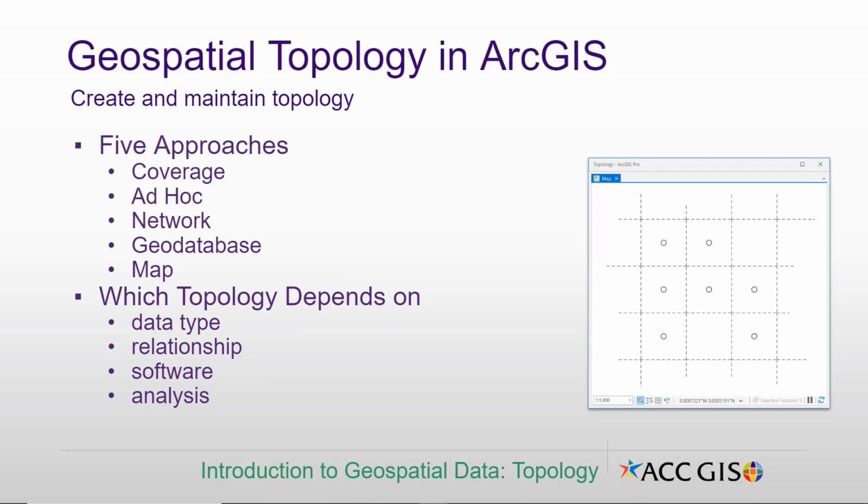In ArcGIS, we create and maintain topology using 5 different approaches: coverage, ad hoc, network, geodatabase, and map topology. And we'll talk about each of those in just a second. Which topology you use depends on the type of data you're using, the relationship you're trying to model, maybe the software that you have defines which type of topology you can use, or the analysis you're performing is only supported by a particular type of topology.